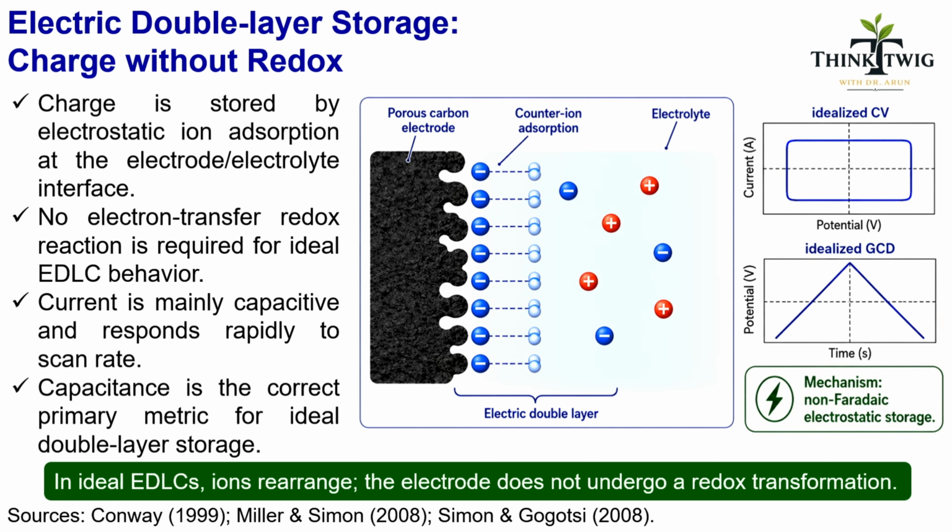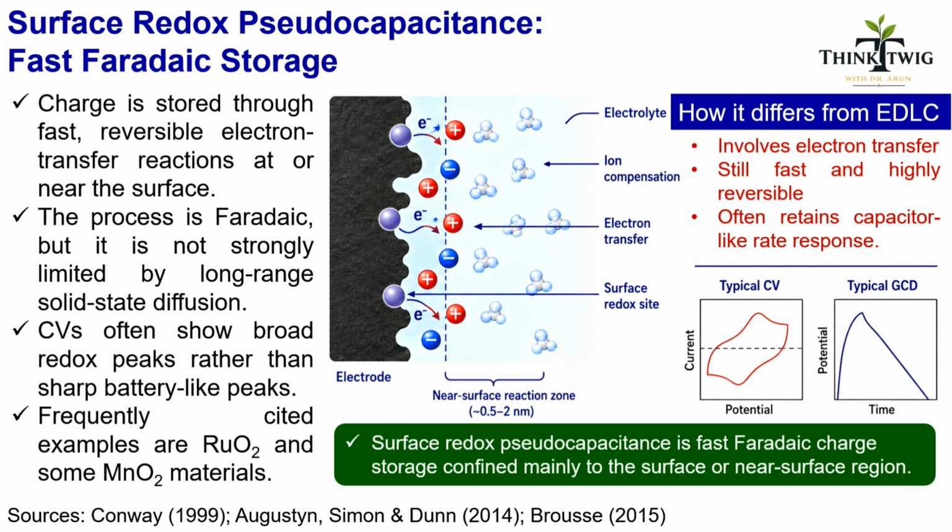But what happens when an electron transfer reaction does occur while the system still responds very rapidly? And that takes us to the first major form of pseudocapacitance. So this is surface redox pseudocapacitance. Now chemistry enters the picture. Charge is stored through fast and reversible electron transfer reactions occurring at or close to the surface of the material. So, unlike EDLC behavior, this is Faradaic. A redox reaction is involved. But notice where it happens.